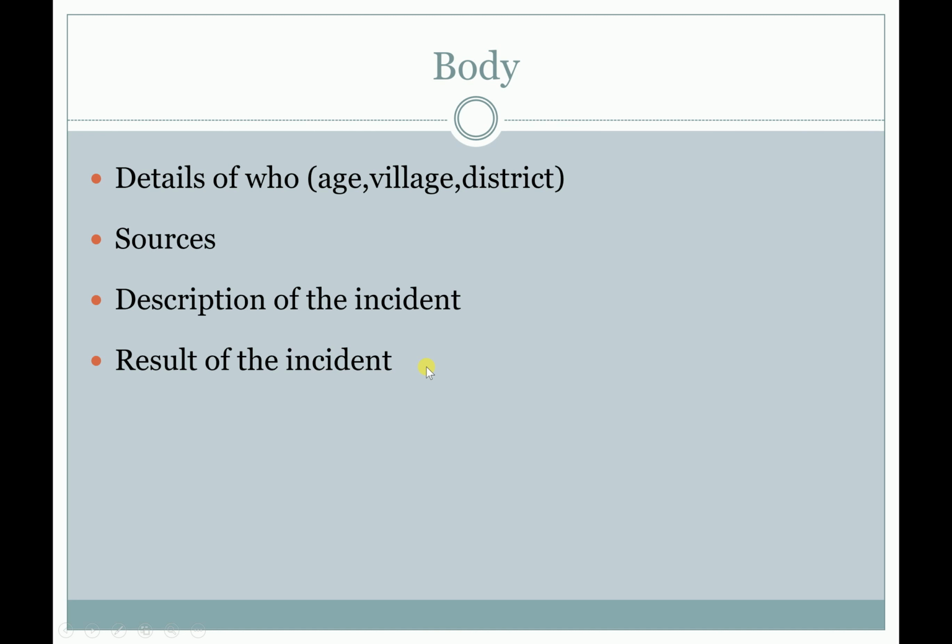And the result of the incident. After this incident, after this action, after the occurrence, what happened there, what was the outcome of that incident, how many people died, how many people were affected. You will tell about this here. Active voice: most of the time you will try to write the sentences in active voice. It is not that you will not be able to use passive voice. No, not like that. But most of the time you have to use active voice.